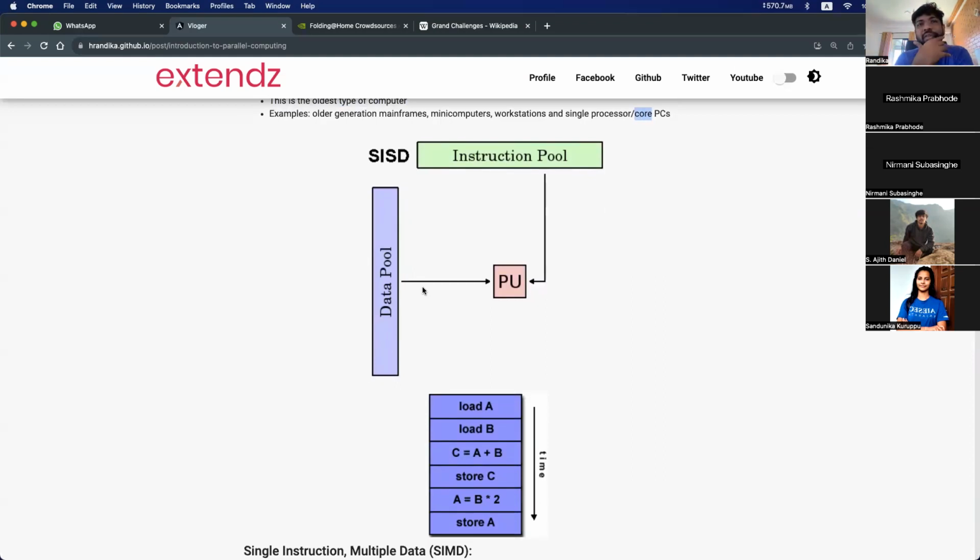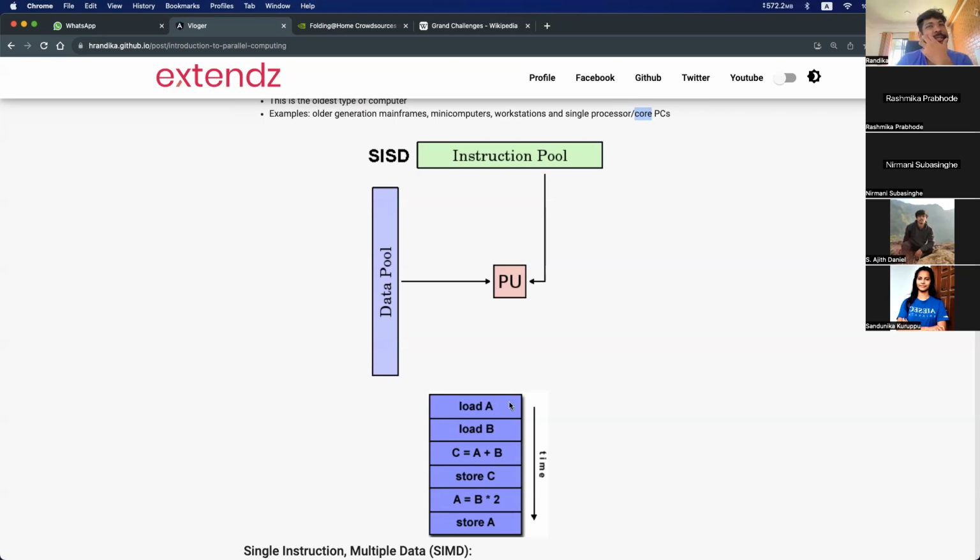Okay, so let's see an illustration. So this is the one that you guys need to memorize. At a given time, this is one of the clock cycles that we have visualized. So at a given time, we have a single instruction. Throughout the time, you guys can see one instruction is there. Load A is one instruction. Load B is another instruction. And C is equal to A plus B and store C. And the third instruction is A equal to B multiplied by 2 and store A.